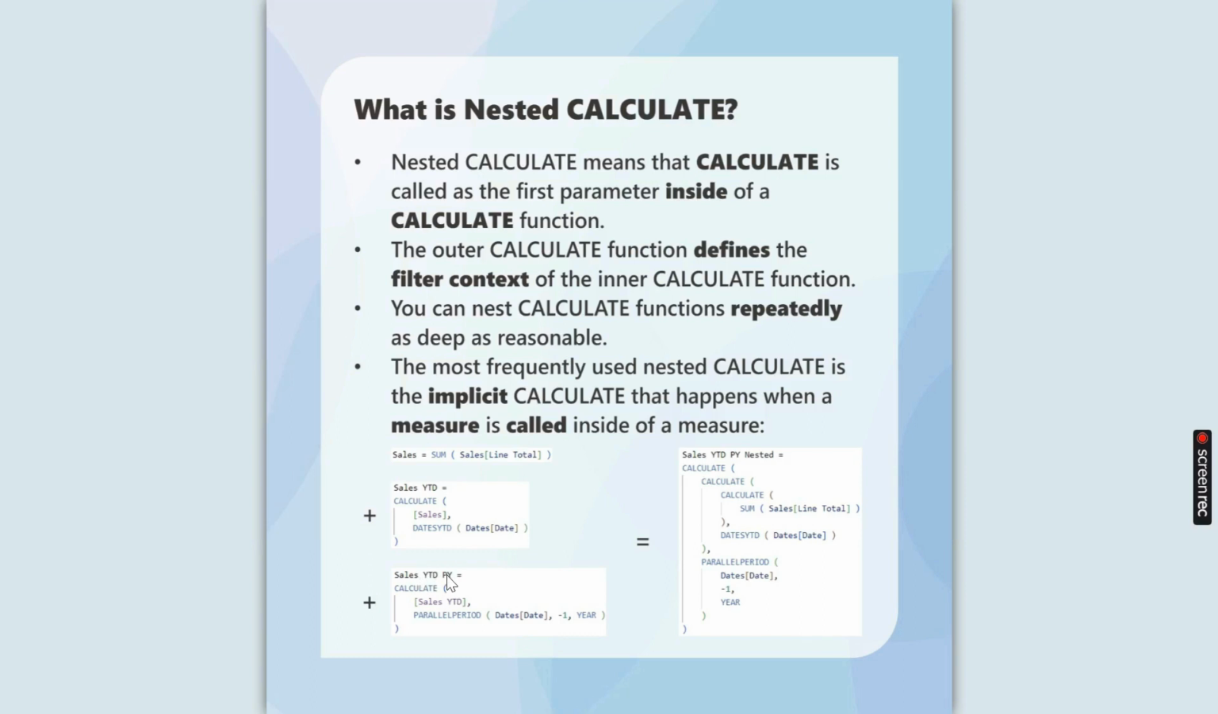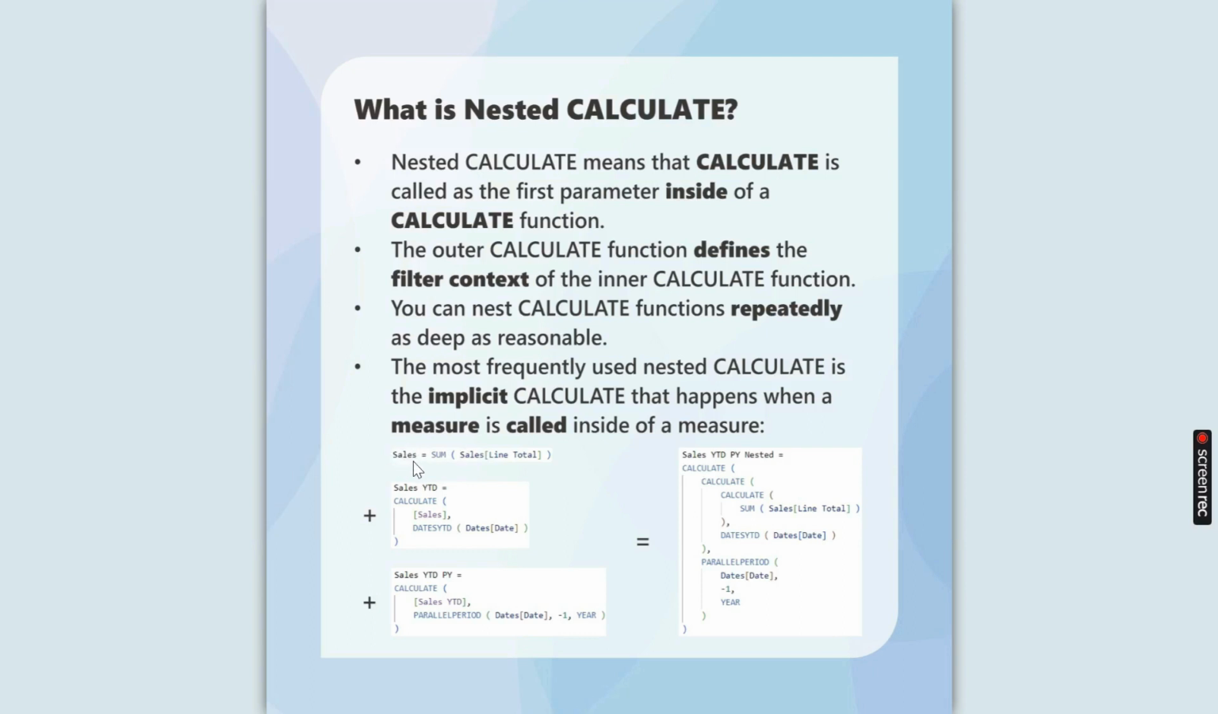That's why, first, to calculate the total sales, we have created one measure called total sales, and to find the total sales we have used the DAX function SUM, and inside this SUM DAX function we have applied the line total column of the sales column. At the end we will get the total sales value here.